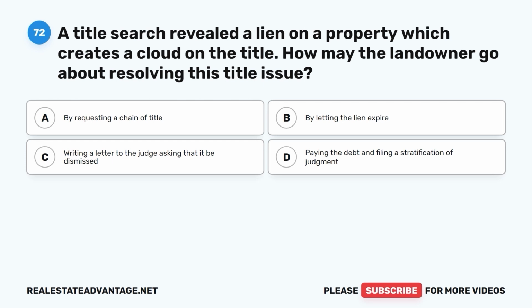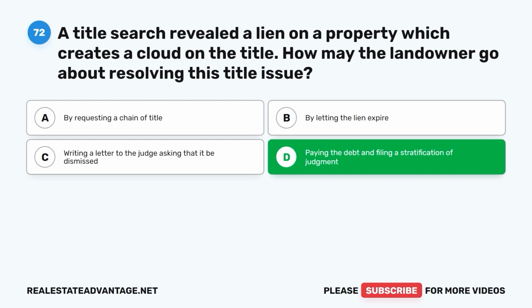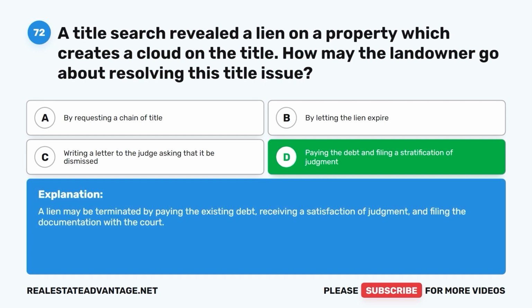Question 72. A title search revealed a lien on a property which creates a cloud on the title. How may the landowner go about resolving this title issue? A. By requesting a chain of title. B. By letting the lien expire. C. Writing a letter to the judge asking that it be dismissed. D. Paying the debt and filing a satisfaction of judgment. The correct answer is D. Paying the debt and filing a satisfaction of judgment. A lien may be terminated by paying the existing debt, receiving a satisfaction of judgment, and filing the documentation with the court.